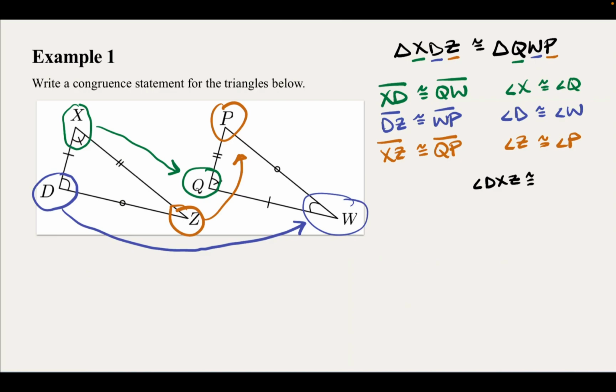Instead of saying angle Q, I could say angle PQW. So you can name the points either way with 1 point if it's acceptable, or you could always name it with 3 points.